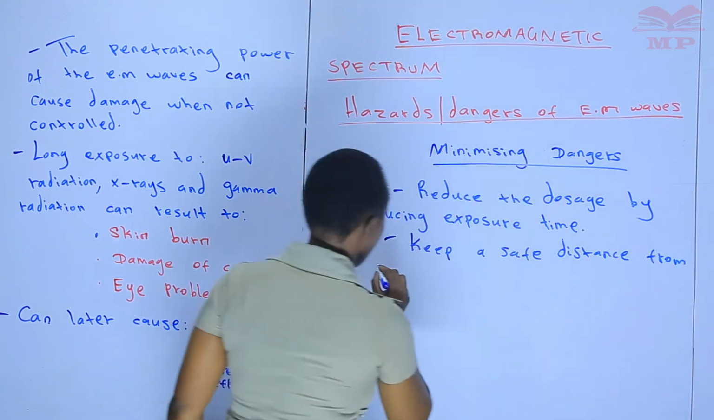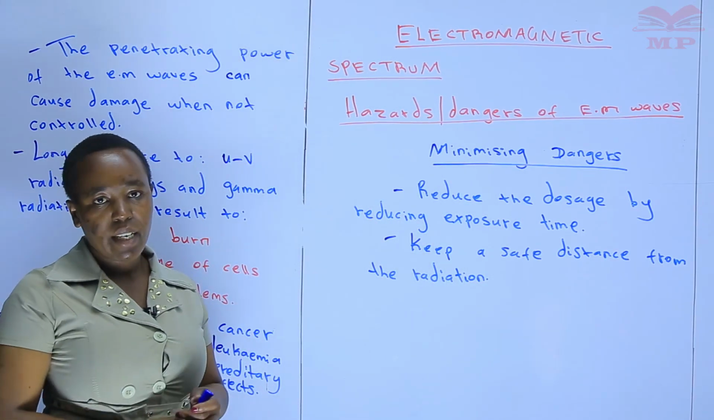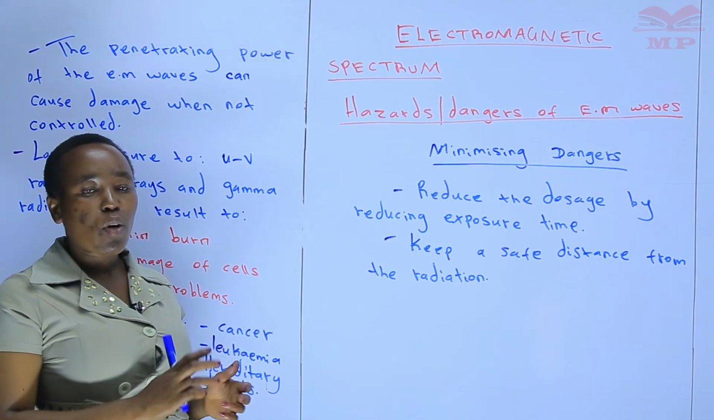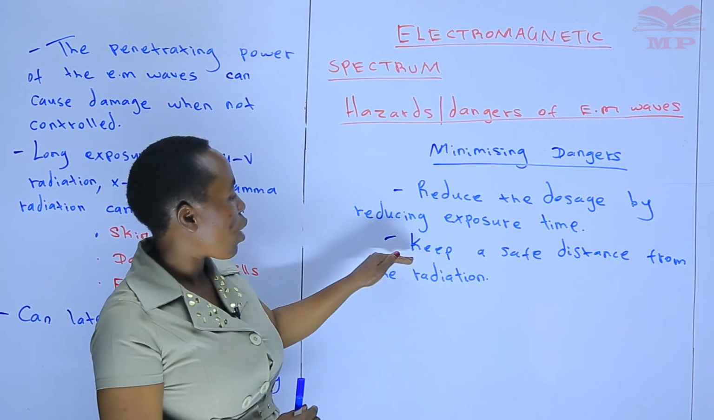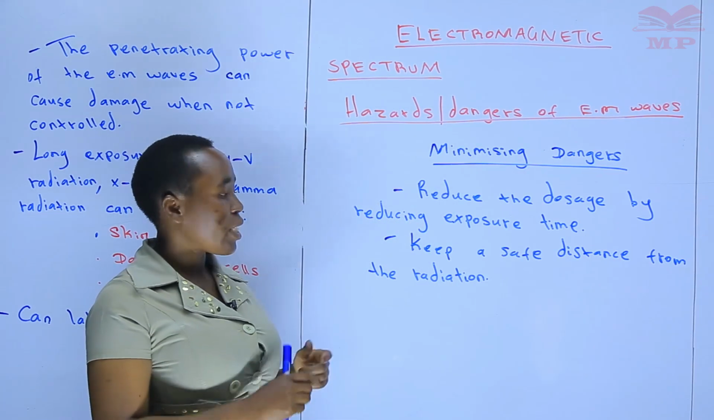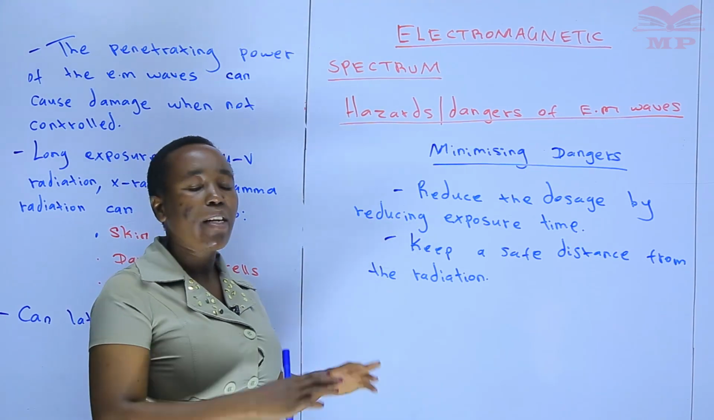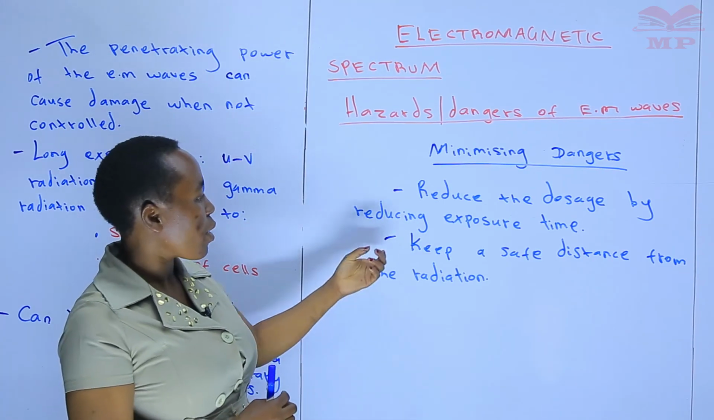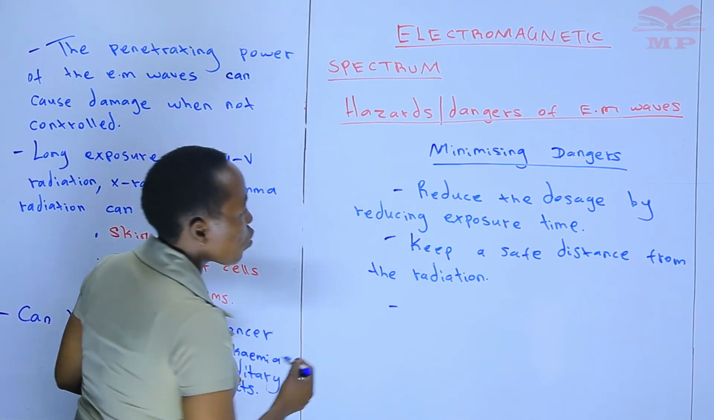Keep a safe distance from the radiation. If you've ever taken a person to undergo an X-ray, most of the times you are not allowed to get in together with the person, because they try as much as possible to ensure that there is no one who can get into contact with the radiations, now the X-rays. So it is advisable that you keep a safe distance, and that's why in those rooms mostly you don't find so many people operating the X-ray machine. So keep a safe distance from the radiation so as to avoid or to minimize all those dangers.